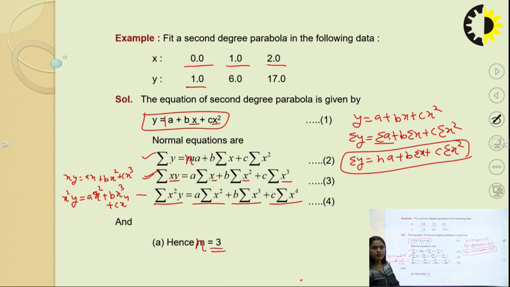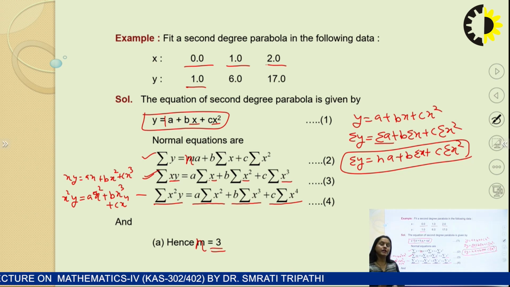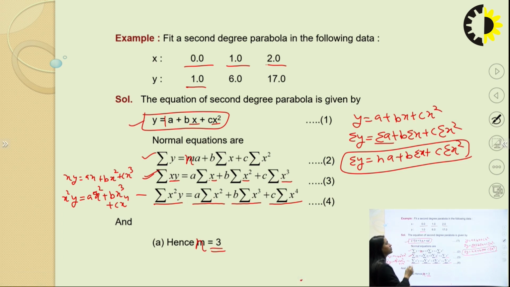Here I have taken n everywhere because I have explained it with n, so this is n is equal to 3, the number of variables given to us. Now please see very carefully. This is the curve fitting of the equation of a second degree parabola. If it is a second degree parabola, then the equation is y is equal to a plus bx plus cx square. It means we have to find out three constants for the exact relationship, which are a, b and c. For three constants, we need three equations, and that is why we got three normal equations here.